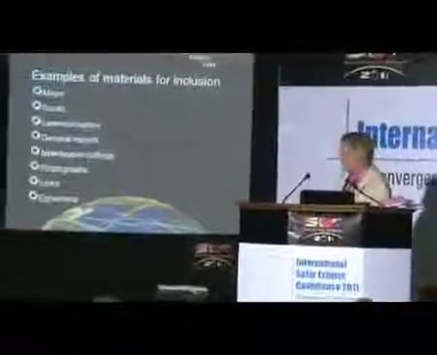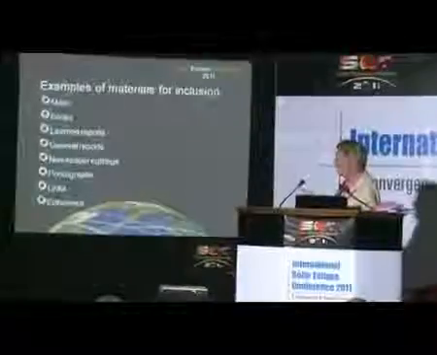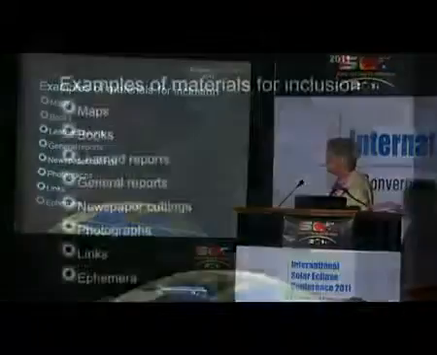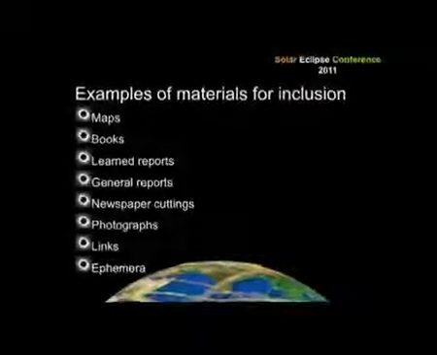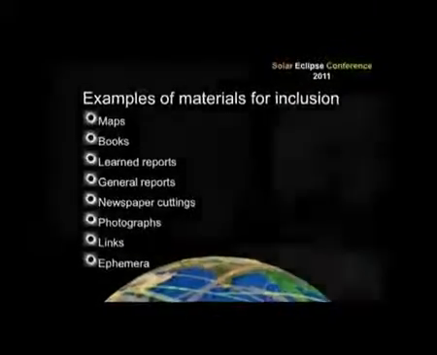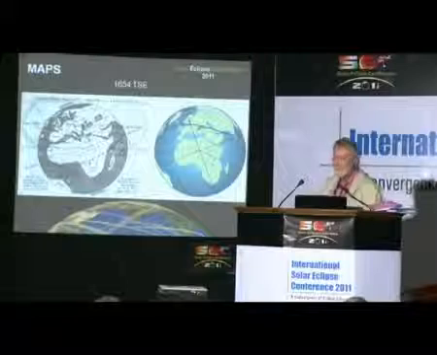So let's go through some examples of materials for inclusion, because if I just talked about what we're going to do, it would be extremely boring. These are the kind of examples, I think. If you want to find Eclipse maps, where do you go? If you want to find details about Eclipse books, where do you go? What about learned reports, general reports, newspaper cuttings, photography, links, ephemera? There's so much surrounding total eclipses that needs to be pulled together in a nice way. Well, let's go and have a look.